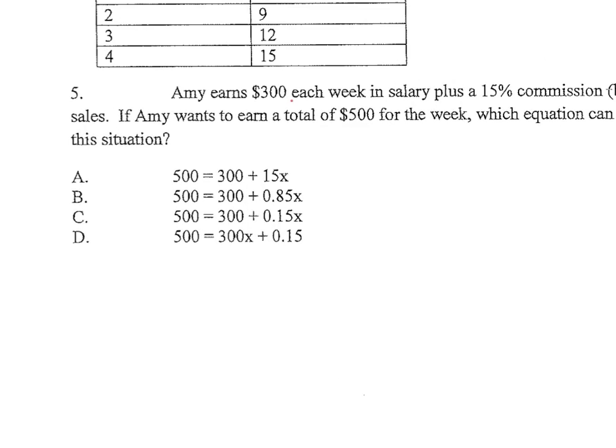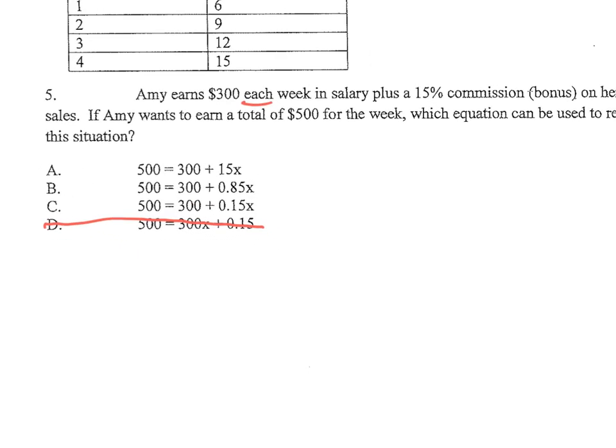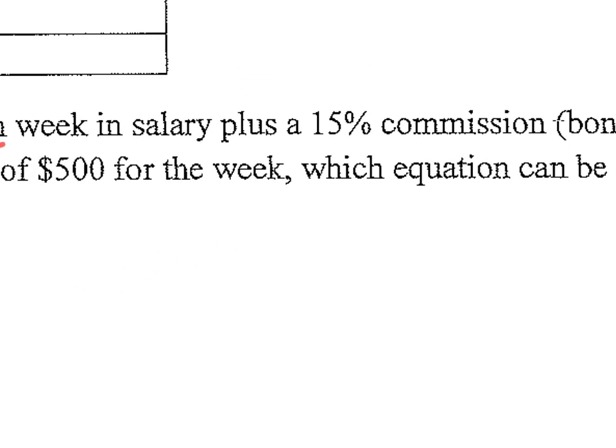this each right here does not mean that $300 goes with an x. In fact, it doesn't go with an x because we're talking about a single week. So D is going to be out for us on this one. She's getting a 15% commission. Whenever we're talking about equations, we never leave this as a percent. We want to change this to 0.15. I've moved the decimal over 2 places.